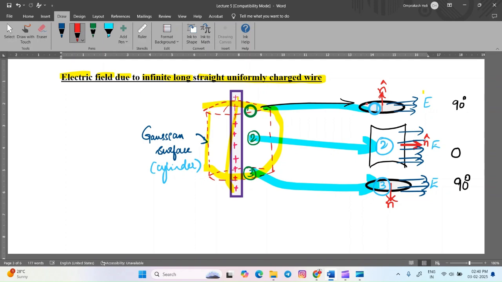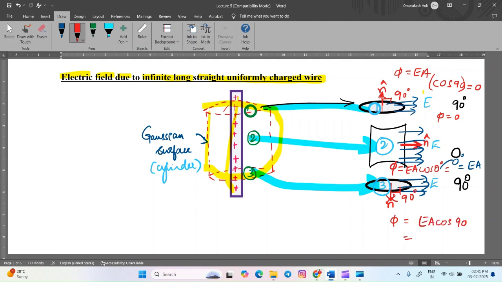As you can see, the normal and the electric field lines are making an angle of 90 degrees over here. So cos 90 is nothing but 0. That means flux is equal to EA cos 90, which is 0. Here phi is equal to EA cos theta. If theta is equal to 0 degrees, it is EA. And talking about this, it is also making an angle of 90 degrees, so flux is EA cos 90 degrees, which is equal to 0. So only in the second portion is there some flux acting.